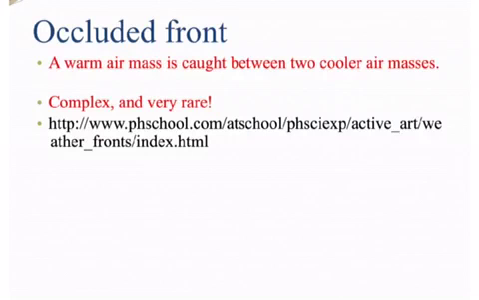Okay, last but not least, and this is probably the most difficult for students to understand, is the occluded front. The occluded front is when you have a warm air mass caught between two cooler air masses. It's complex and very rare. You may or may not see this on a weather map. Sometimes they look like this.